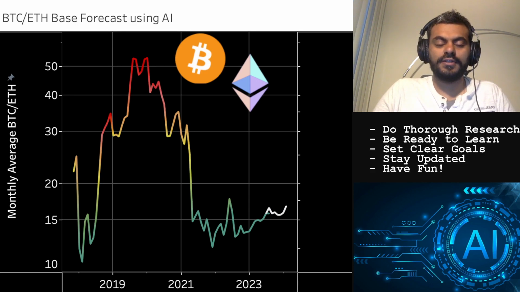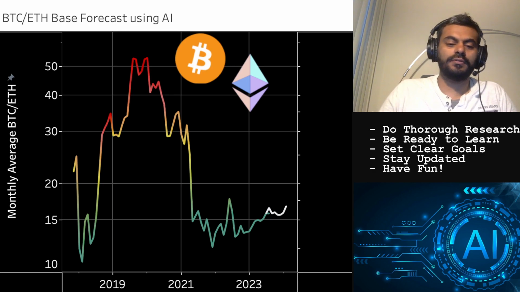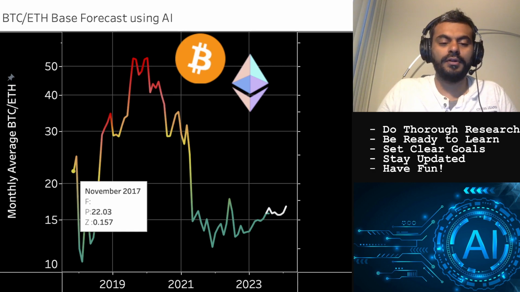As you can see on the screen, this is the base case scenario for Bitcoin Ether going forward, and I think this is the third time I've covered this on the channel. I plan to do this once every month because it is kind of like an important metric to track. Since 2017 November, this is the trajectory for this particular trading pair, and this can be understood as the number of Ethereum tokens that you can get for selling one Bitcoin at any month on this chart.